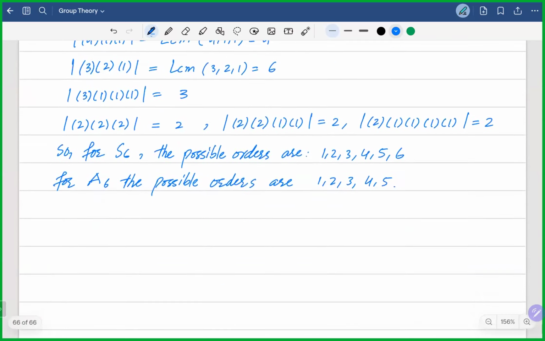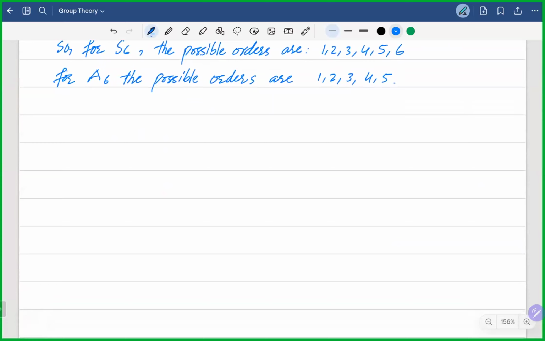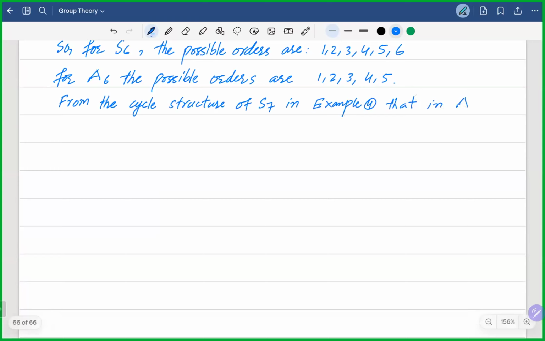Now we see from the cycle structure of S7, in example 4, that in S7 the possible orders are 1, 2, 3, 4, 5, 6, 7. Perfect.